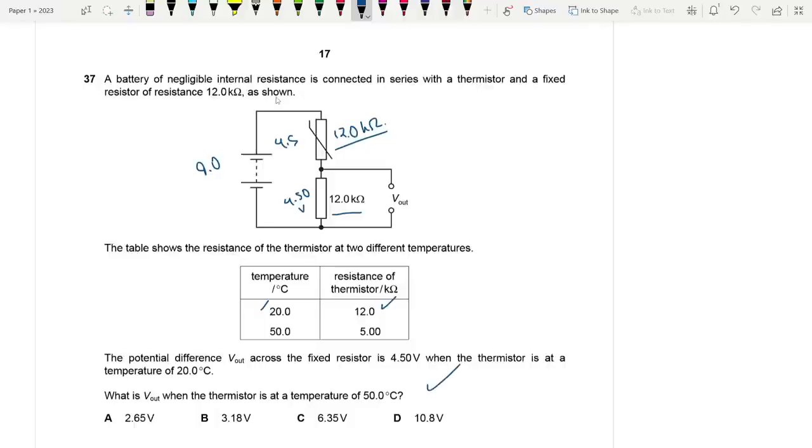Now what is V out when the thermistor is at 50 degrees Celsius? The resistance of the thermistor drops to 5. So let's do the math using the potential divider. 12 divided by 12 plus 5 times the total EMF. We can find out our answer. 12 by 17 times 9 gives us an answer of 6.35. Okay?